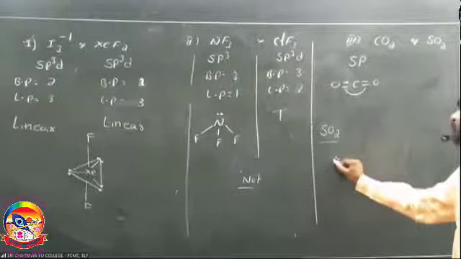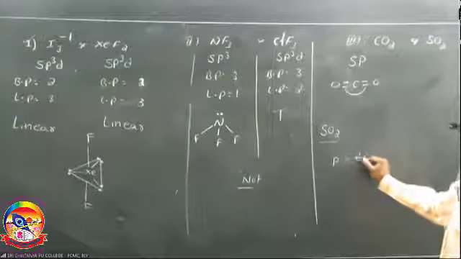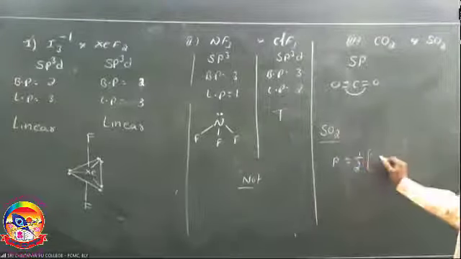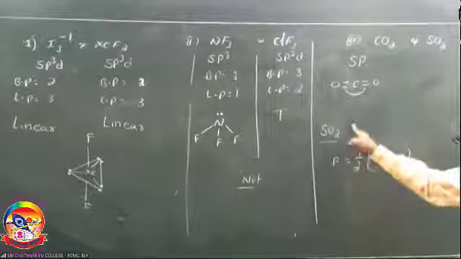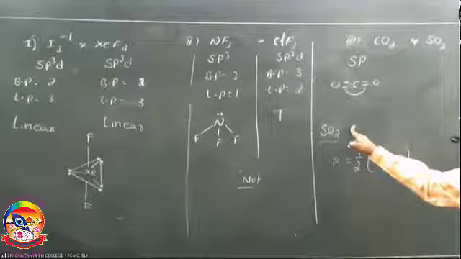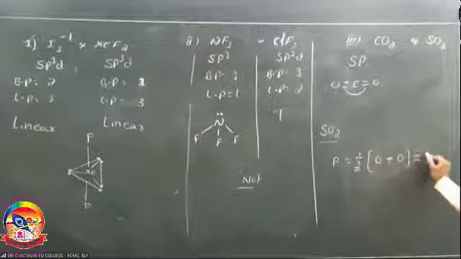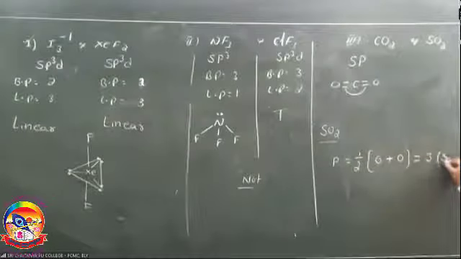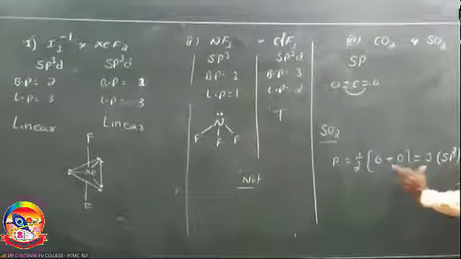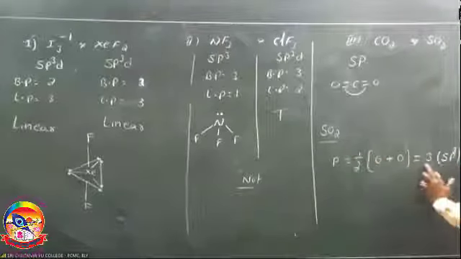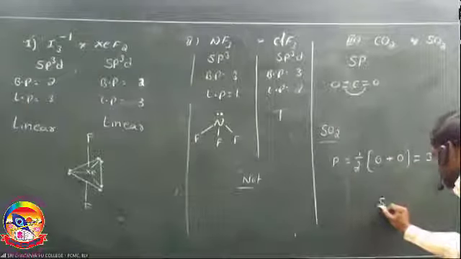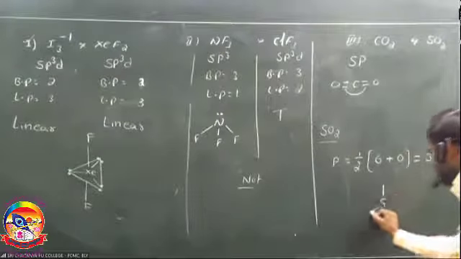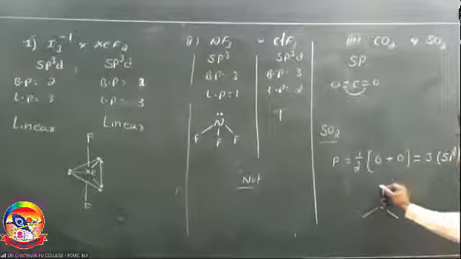What is the central atom? Sulfur. Sulfur belongs to which group? Sixth group. Next, oxygen is divalent, so the number of monovalent atoms is 0. It is a neutral molecule. So P value is 3. P value 3 indicates what hybridization? sp2 hybridization. In sp2 hybridization, the number of hybrid orbitals formed is 3. We know the geometry of sp2 hybrid orbitals. What is the geometry of sp2 hybrid orbitals?